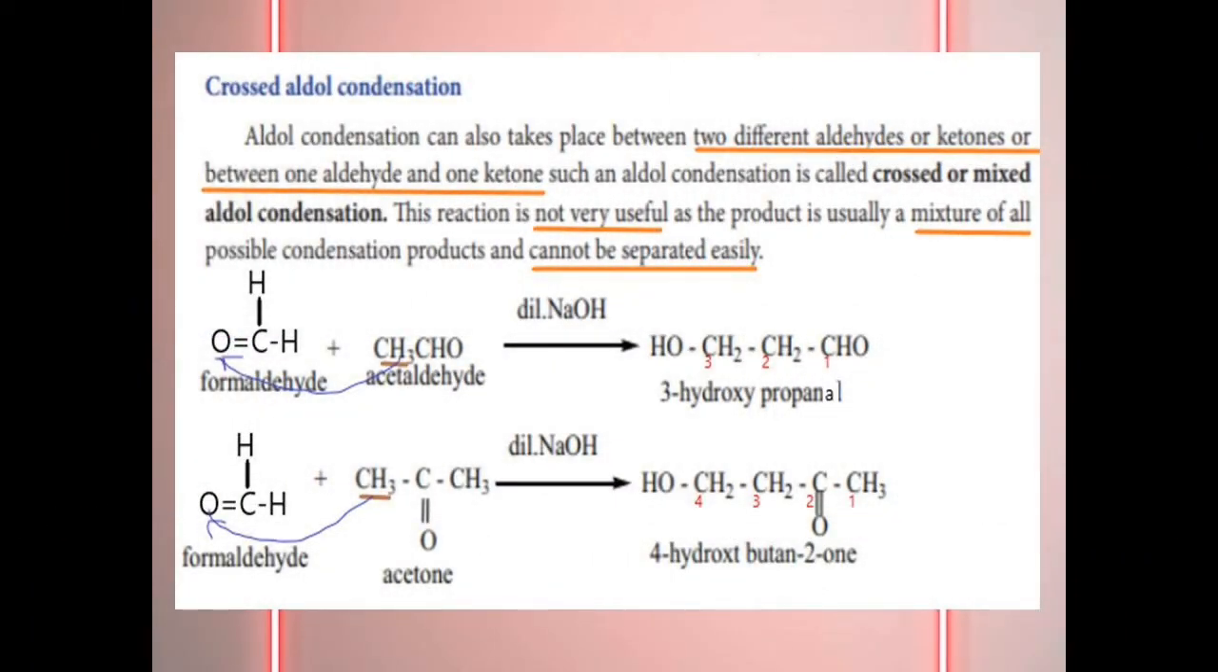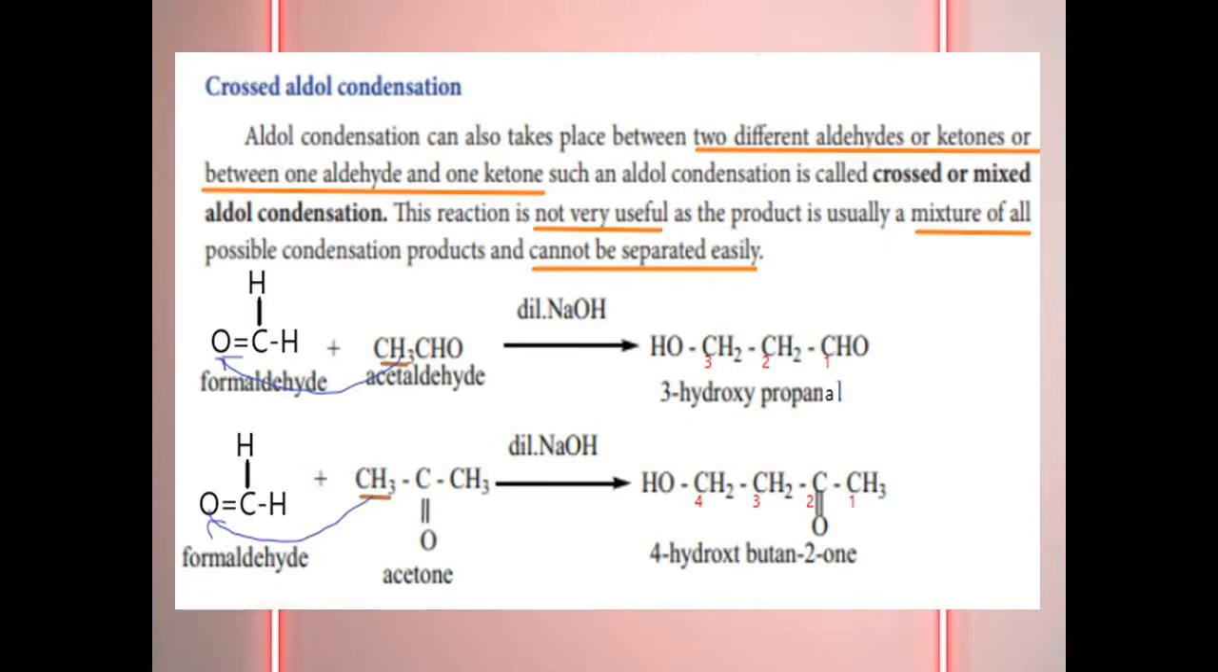Cross-aldol condensation takes place between 2 different aldehydes or 2 different ketones, or between 1 aldehyde and 1 ketone. This type of aldol condensation is called crossed or mixed aldol condensation. It is not very useful because we get a mixture of all possible condensation products, and the separation is very tedious, so it is not a very useful condensation.